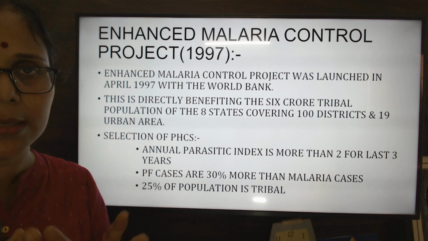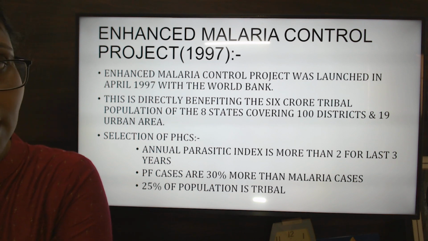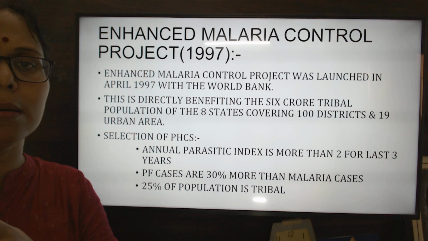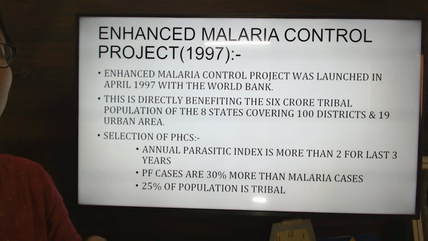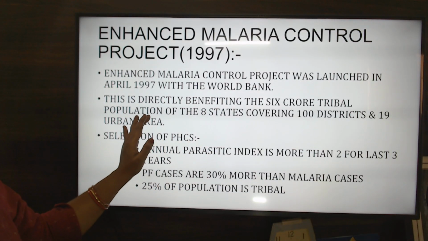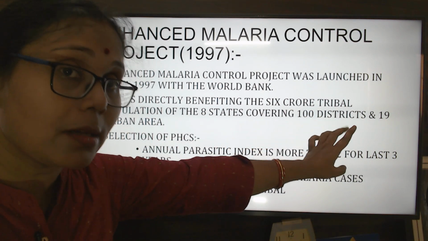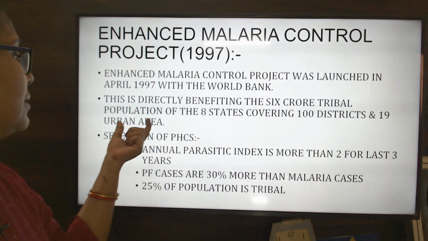If you see the map or the geographical position of India, you will find a number of areas in the plain area, and some areas that are tribal areas. In the tribal and hilly areas, due to the rain, the forest and the rainfall conditions, there is a rise in malaria incidence. So they directly benefit the 6 crore tribal population. This Enhanced Malaria Control Program gave focus to the tribal area, about 6 crore tribal populations of the 8 states, covering 100 districts and 19 urban areas.